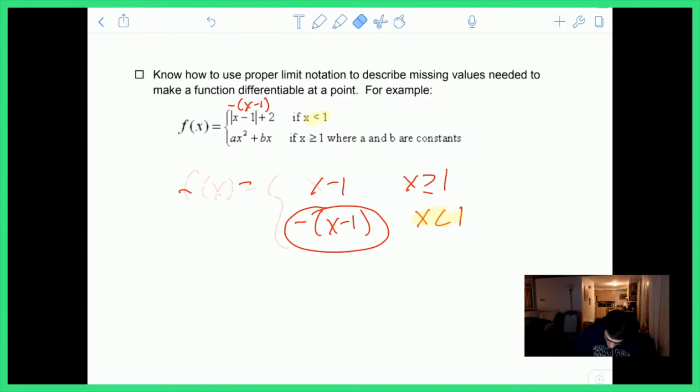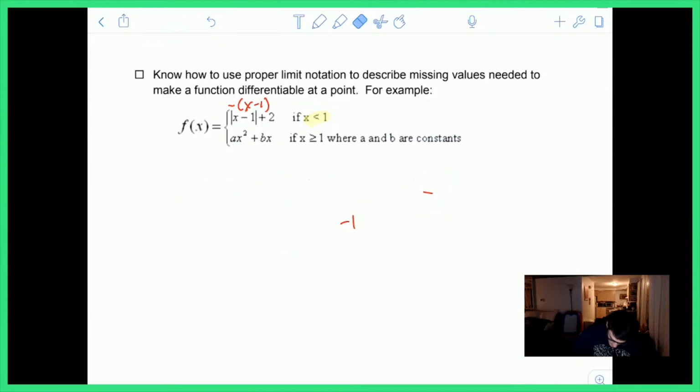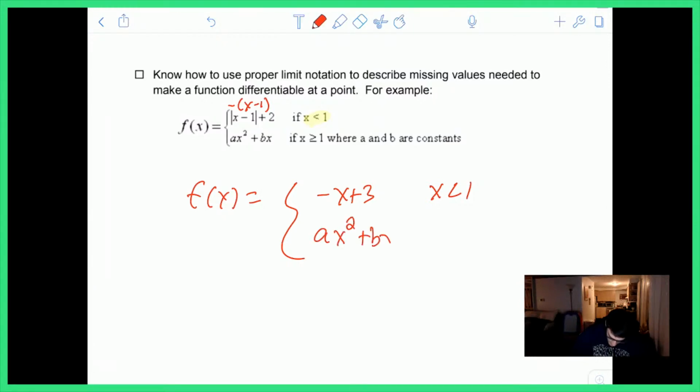So I'm going to get rid of this now, and I'm going to rewrite my function f of x. So f of x is equal to negative x minus 1 plus 2, which is negative x plus 3 if x is less than 1. And the bottom piece remains unchanged if x is greater than or equal to 1. Okay, so now I have a function that I can actually go and start to prove, first of all, continuity, and second of all, differentiability.